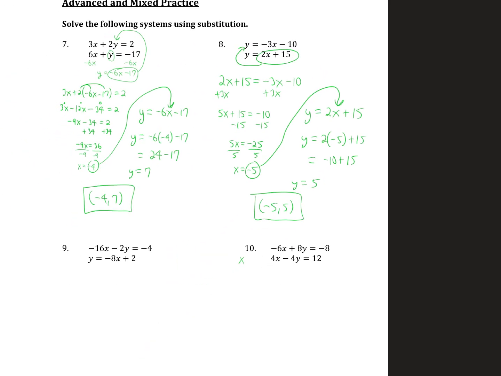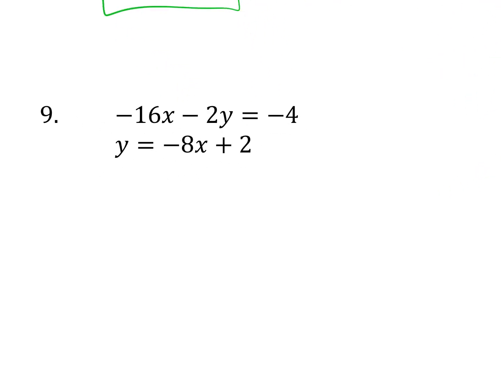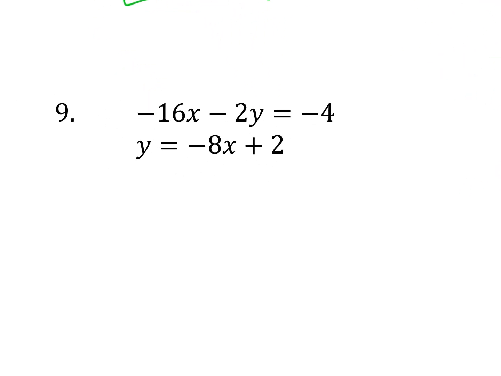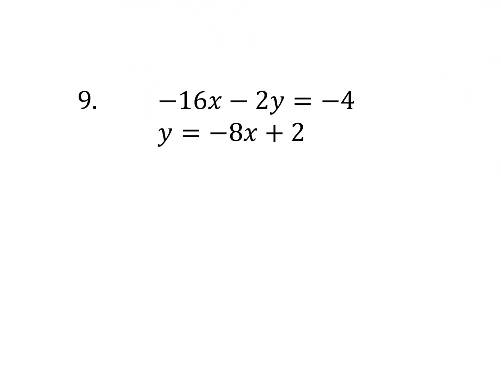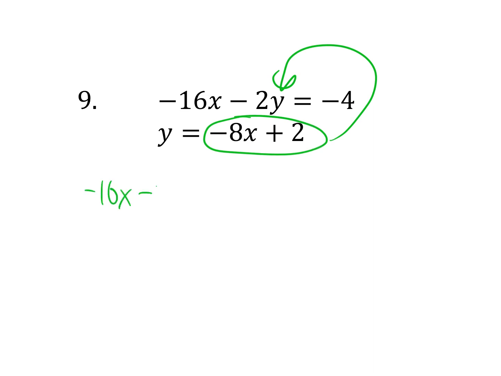All right, awesome. 2 more. Feel free to try this one if you haven't already. All right, we have negative 16x minus 2y equals negative 4, and we have y equals negative 8x plus 2. Is x or y by itself here? Yeah, we got y by itself. We're going to take this, we're going to plug it in for y. So we got negative 16x minus 2 times negative 8x plus 2 equals negative 4.